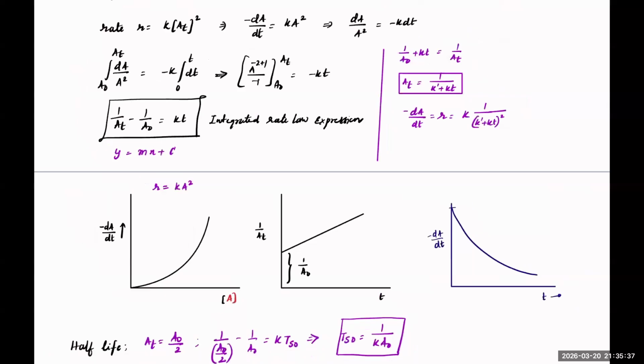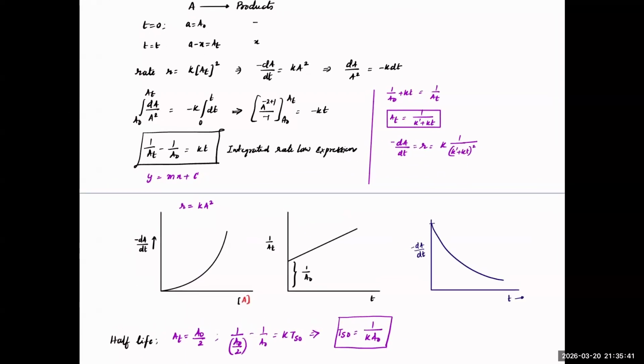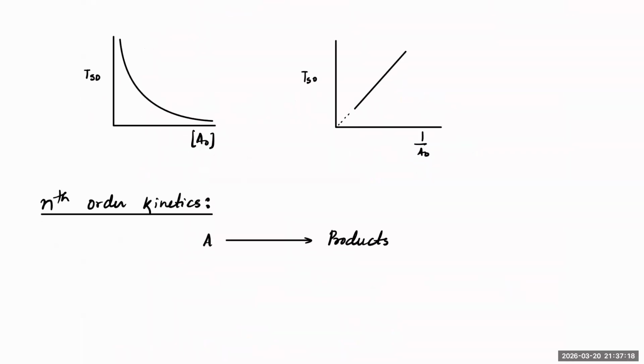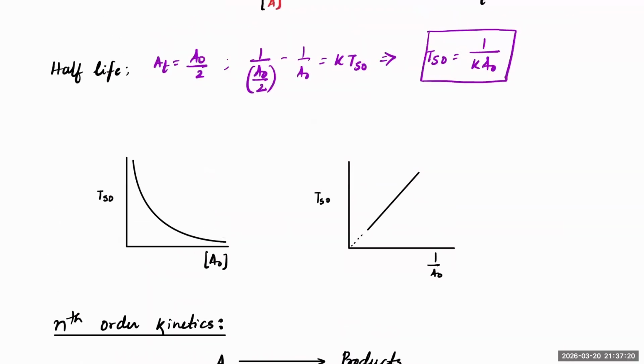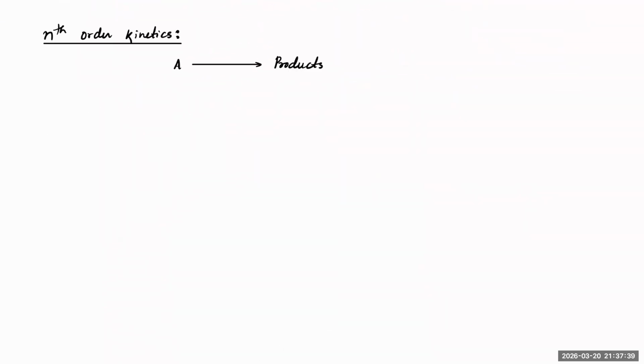Everyone look into it. Please check if there is any problem, let me know. If you notice the T half, basically the T50 is inversely proportional to A naught. So it will be a rectangular hyperbola like this. And if I write in terms of 1 by A naught, it will go as a straight line this way. Okay. So these are the two other graphs which you need to know.